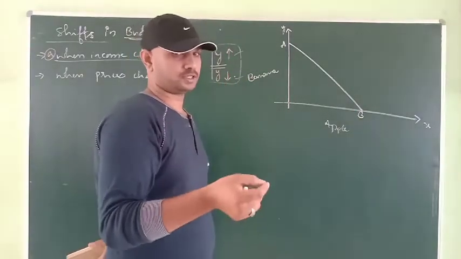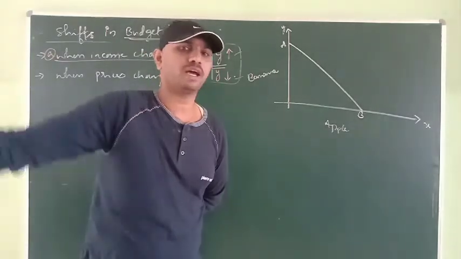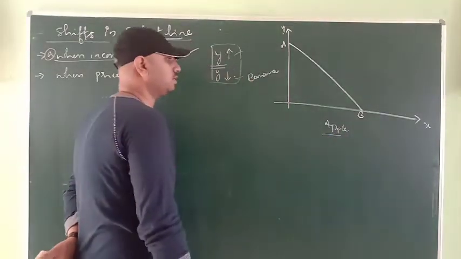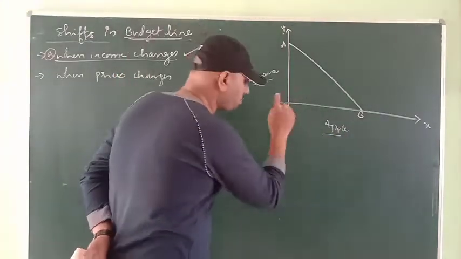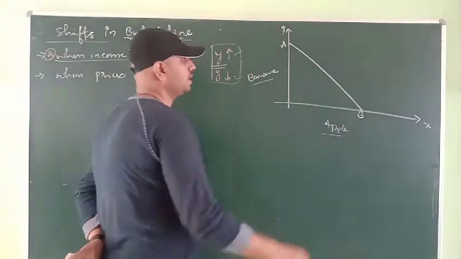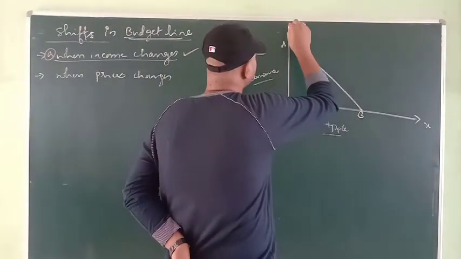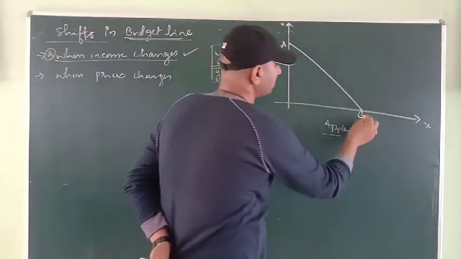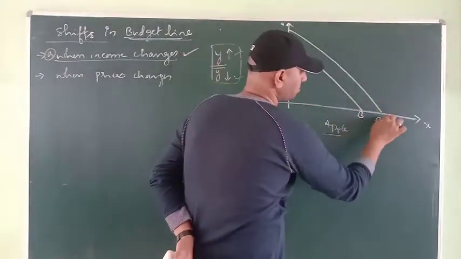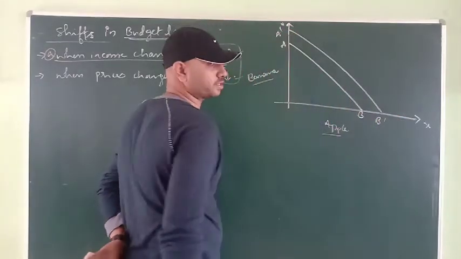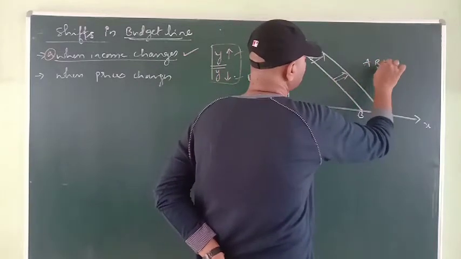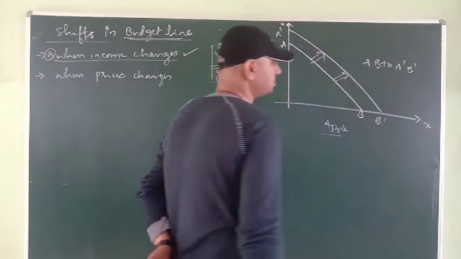What if the income of a consumer increases from 20 rupees to 200 or 500 rupees? Then he may prefer to buy more of apple, or more of banana, or more of both goods. He may buy more of apple as well as more of banana. In such a case, the budget line will take a forward shift, like this. He may prefer B to B dash, then A to A dash. In such a case, the budget line will shift from AB to A dash B dash.